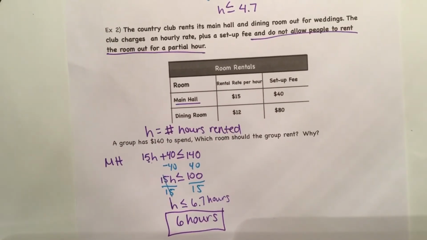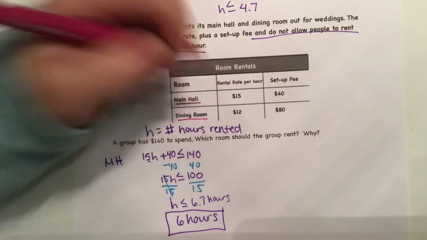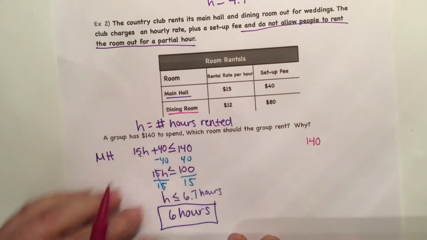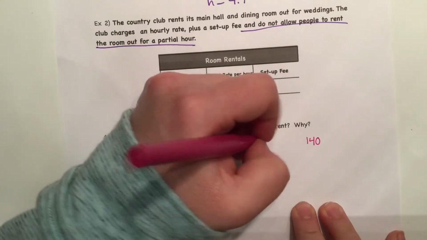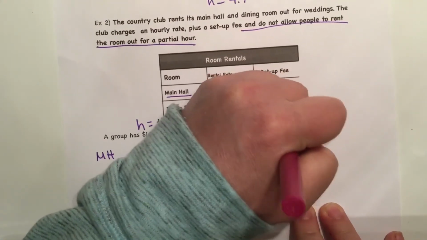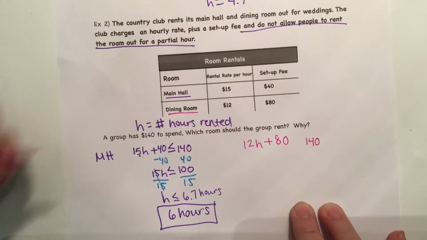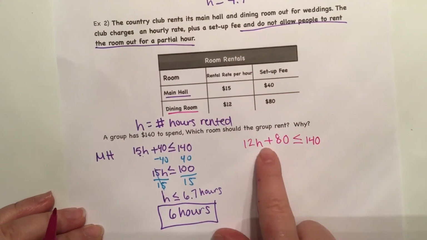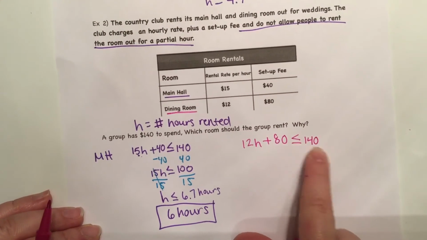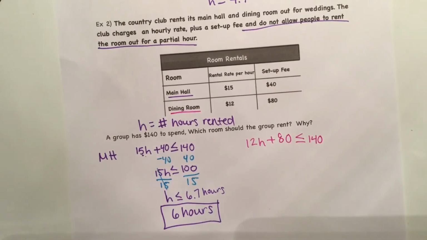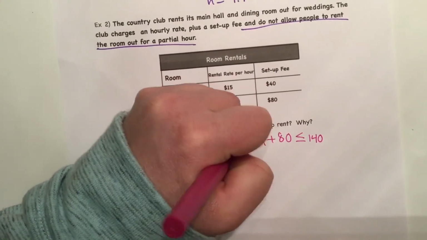Now, if they wanted to rent the dining hall, we know again that they can only spend $140. We know that they're being charged $12 per hour plus a setup fee of $80. And again, they cannot spend more than $140. So what they spend has to be less than or equal to $140. And I'm sorry, this is for the dining room.